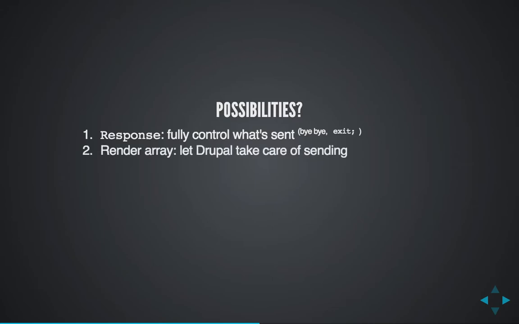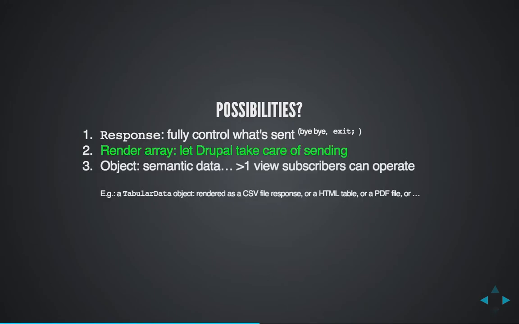The other thing you can return is a render array, and in that case, we let Drupal take care of sending, and we'll look at that in more detail next. And then an object. An object should probably represent some kind of semantic data, and you can have multiple view subscribers operate on them. So in the example at the bottom, a tabular data object. I'm not sure how realistic this is, but it's feasible that you would have such a use case.